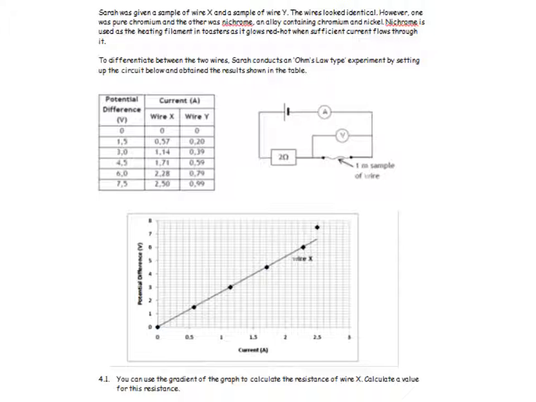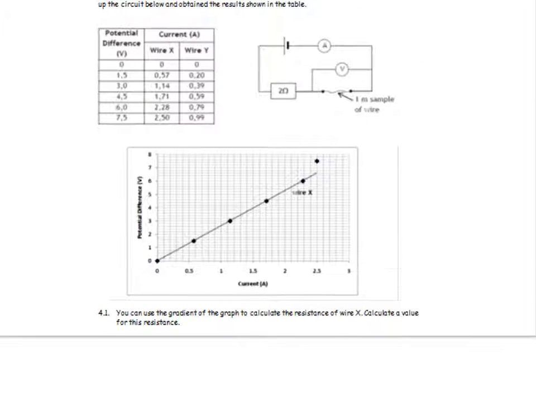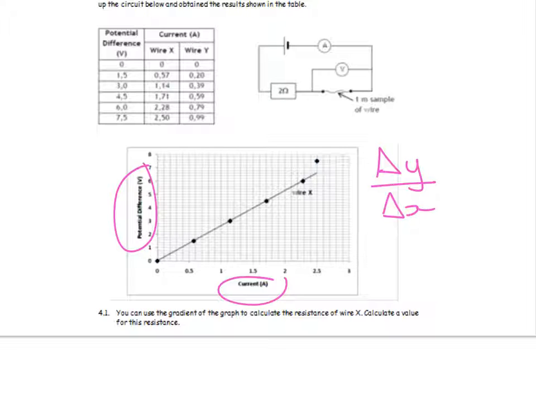Oh, we're given this long story about changing wires, and she's doing her experiment. Long story short is that we had to work out the gradient of this line. Let's see. Ohm's law experiment by setting up the circuit that is obtained and the results in the table. So you can use the gradient of the graph to calculate the resistance of X, calculate the value. So it is potential difference and current. So it's change in Y over change in X is equal to change in V over change in I, which is great news. Luckily, 0 is a point for me, which makes my life much simpler.